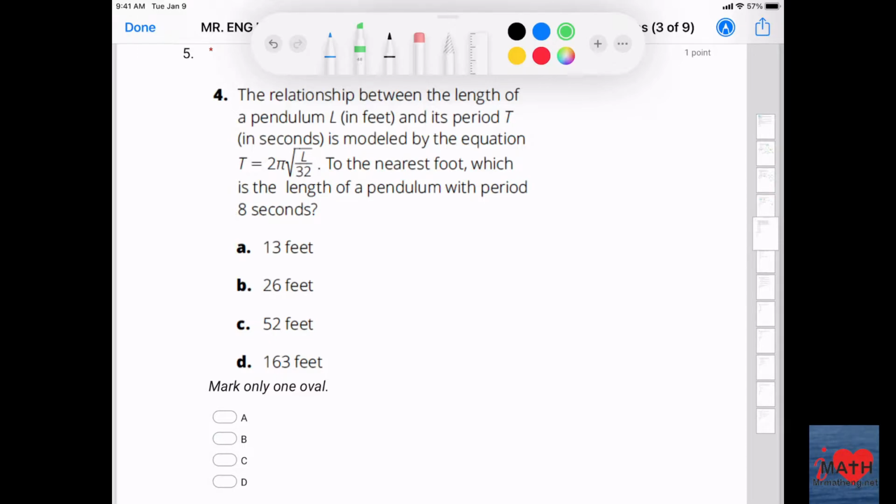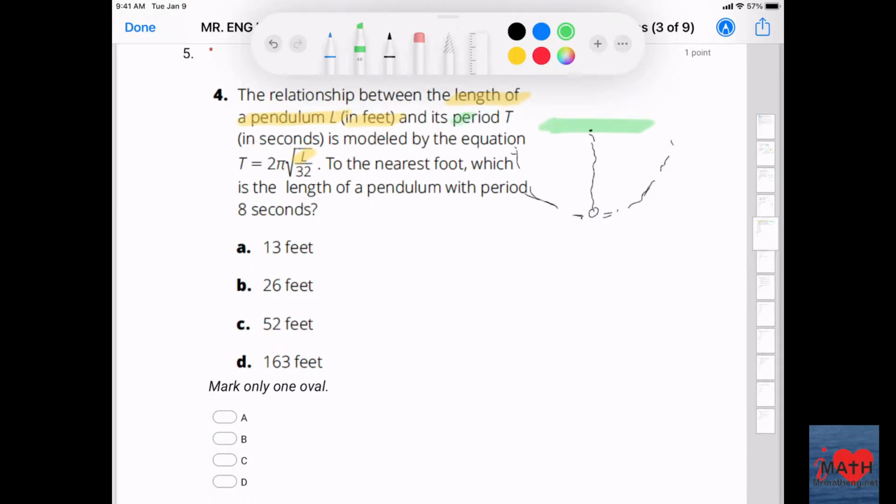Question number 4, the relationship between the length of a pendulum. Remember, a pendulum is, I'm playing this game with my kids, you tie a string to the ceiling, and on there is a ring. And this ring can go back and forth. That's what a pendulum means. So the relationship between the length of the pendulum, L, that's what the variable L means, in feet. So that's that position right there.